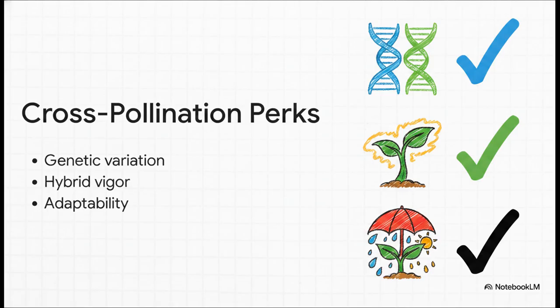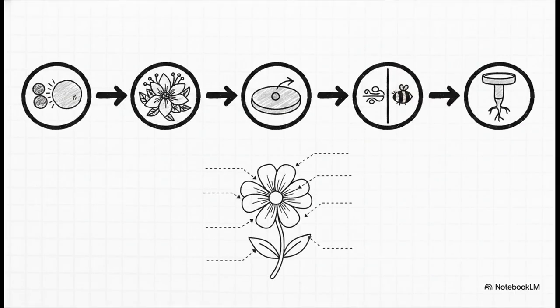Number 1, increased genetic variation, because you're bringing entirely different DNA together. Number 2, hybrid vigor, which essentially means the offspring are generally stronger and healthier. And number 3, adaptability to environmental changes. Definitely make sure you memorize this exact list. Time for our quick-fire recap.